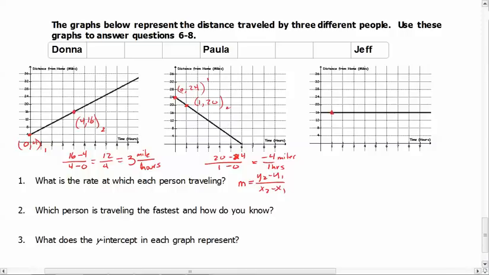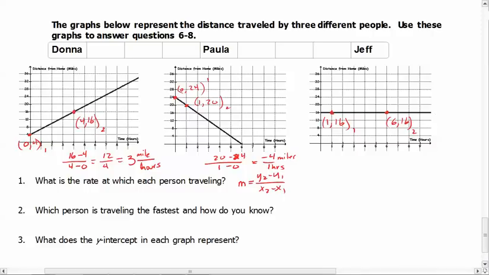Let's pick a couple of points off. And this is 6, 16. And this is 1, 16. Now, from your experience, what's happening to Jeff? Remember, we did something like this in the motion lab. But what exactly is happening here to Jeff? Well, hopefully you said that Jeff is standing still because he's staying at the same position.